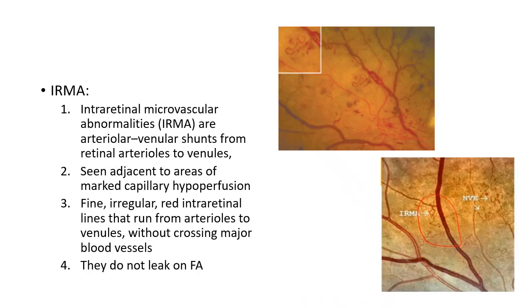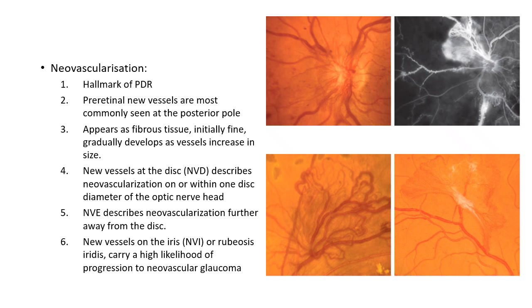Coming on to IRMA, intraretinal microvascular abnormalities. What are these? These are arteriolar venular shunts which travel from arterioles to venules. See, this one's an arteriole, and this thicker one is a venule. Again, this one's an arteriole. So these are traveling between the two. This is the arteriole, the thinner one, and the whiter one. And this is the venule, and this is your IRMA. Practically speaking, it is very difficult to differentiate from neovascularization, as you can see in the second picture.